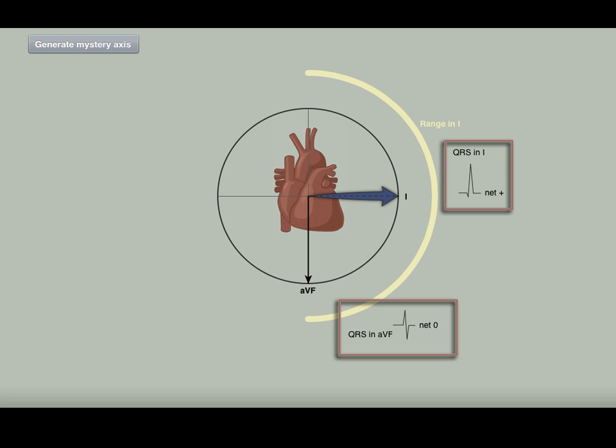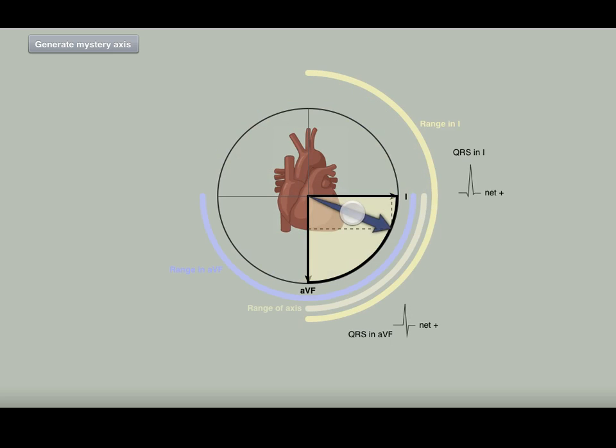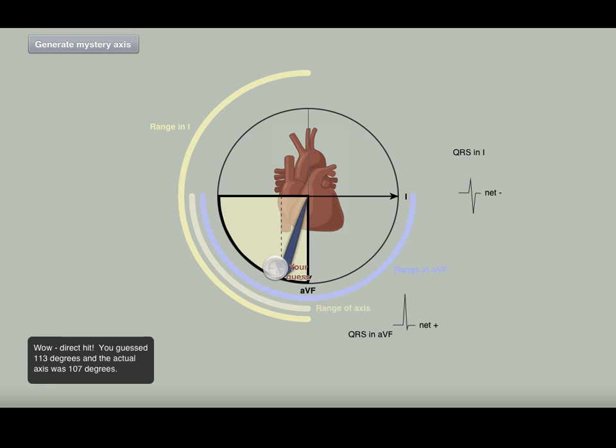This diagram explores how changes in axis are reflected in 1 and AVF, and lets you quiz yourself on determining axis by looking at the QRSs in 1 and AVF. You can drag the ventricular axis arrow to see how the QRS complexes in 1 and AVF change. You can also tap the Generate Mystery Axis button to hide the axis vector. It's then up to you to deduce the approximate axis by looking at the QRSs and tapping somewhere inside the circle where you think the axis falls. You then get a bit of feedback on how close you were. Let's go over a few things.